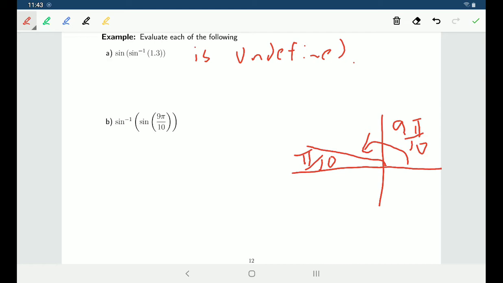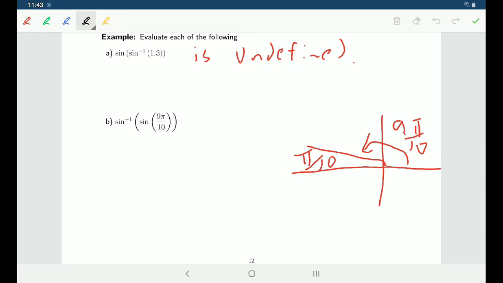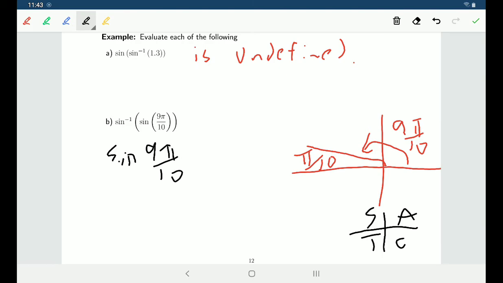But here I'm putting in an angle that's in quadrant 2. And so the next thing that I need to think about is, sine of that angle, is that positive or negative? If I'm thinking about the quadrant that I'm in, that's quadrant 2, there sine is positive. So I know then that sine of 9 pi over 10 should be the same thing as the equivalent angle in quadrant 1, where sine is also positive. So sine of 9 pi over 10 should be the same thing as sine of pi over 10.